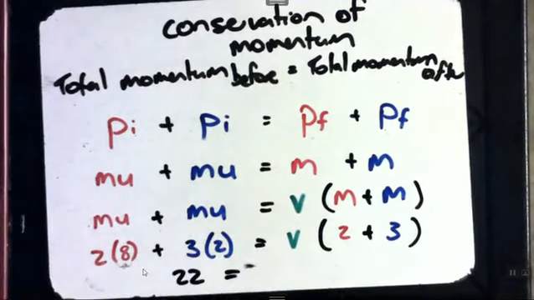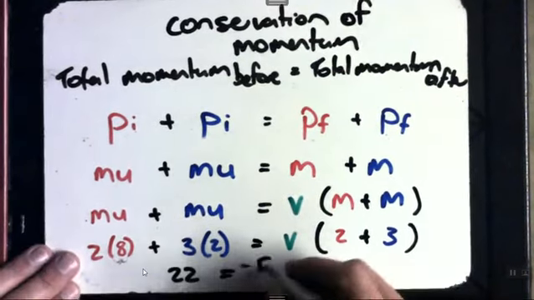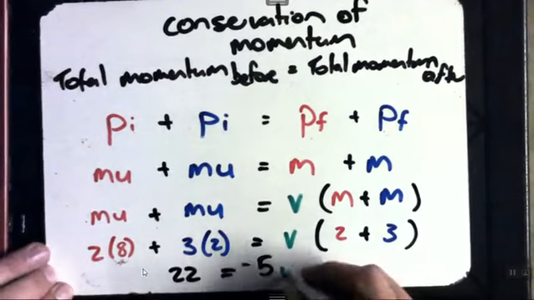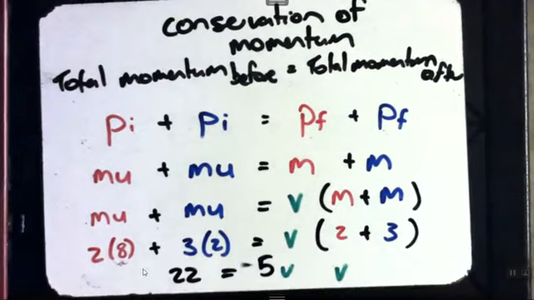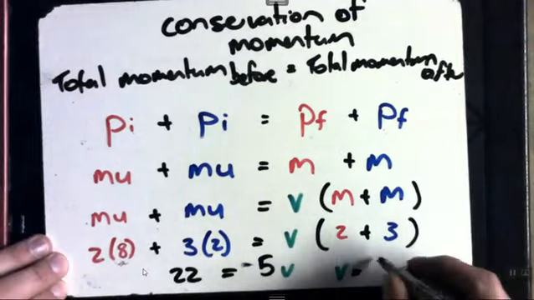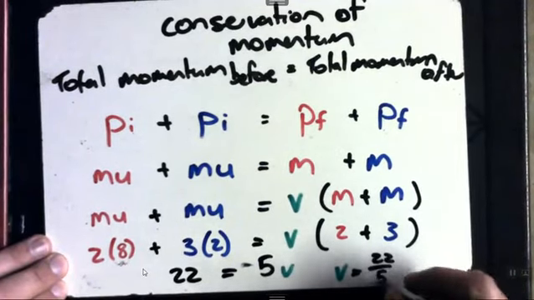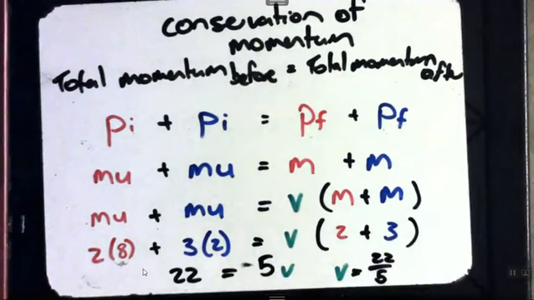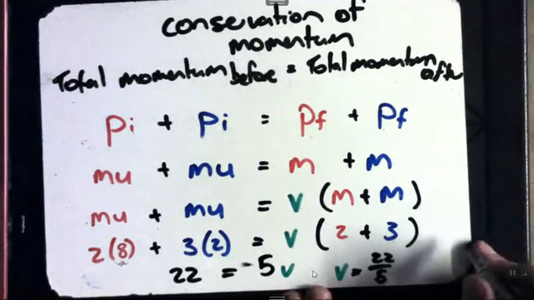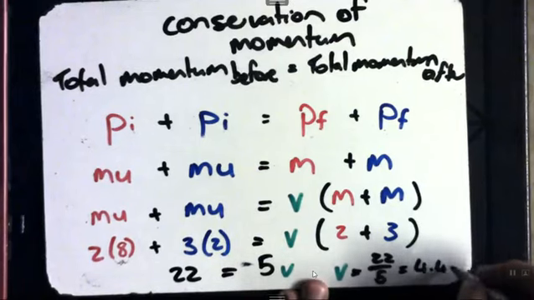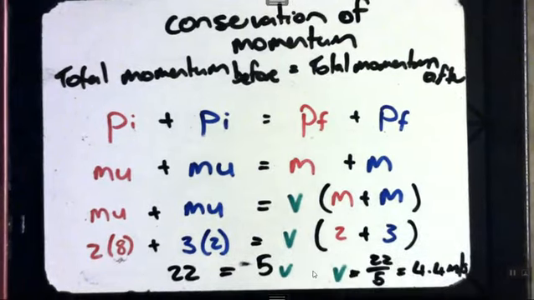And that is 5v. Okay, 5 times v gives us 5v. So that means v is equal to 22 divided by 5. And if you substitute that into your calculator, you get 4.4 meters per second.